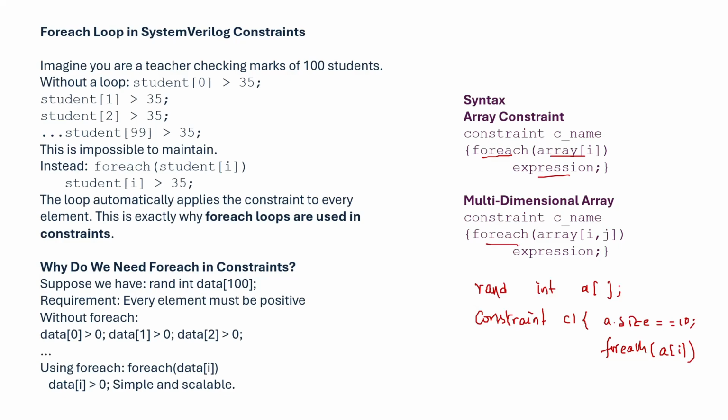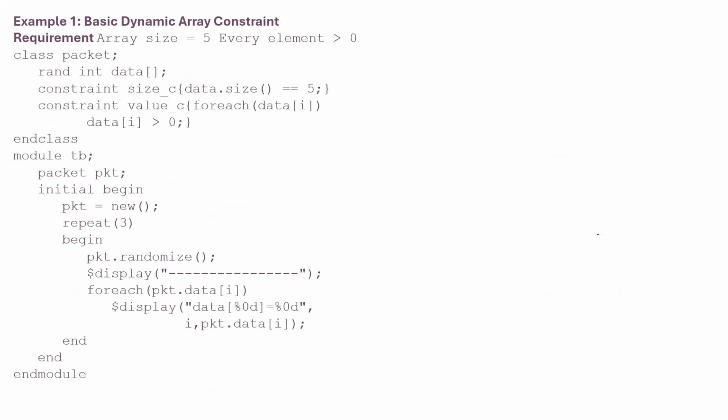In this way, you will write the constraint using for each. And two-dimensional also we can write, right? For each array of I comma J, we can write that. Same thing, I'm explaining the dynamic array. Basic dynamic array constraint: array size should be 5 and element should be greater than 0. So how can I write that? Data dot size equal to 5.